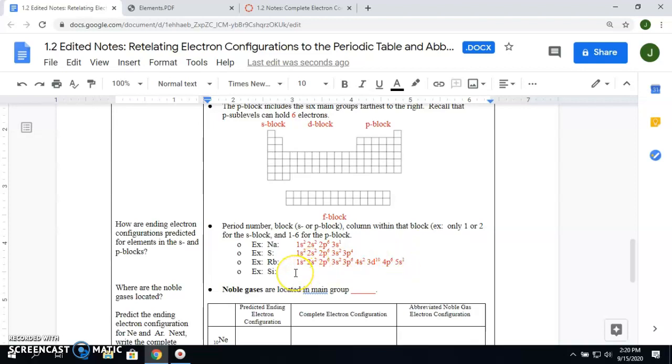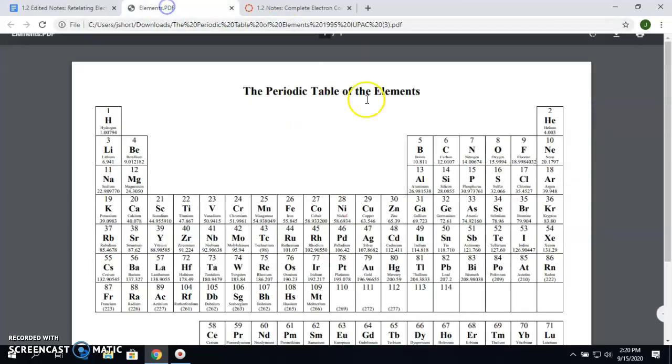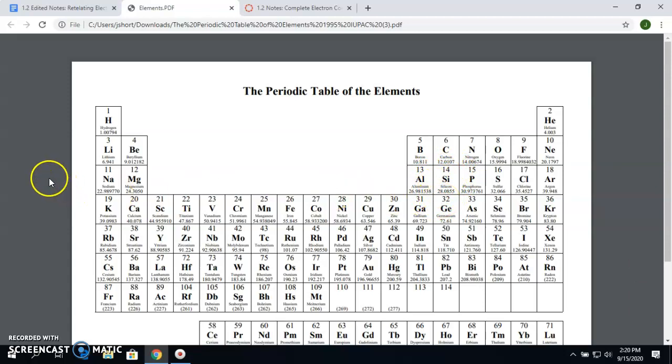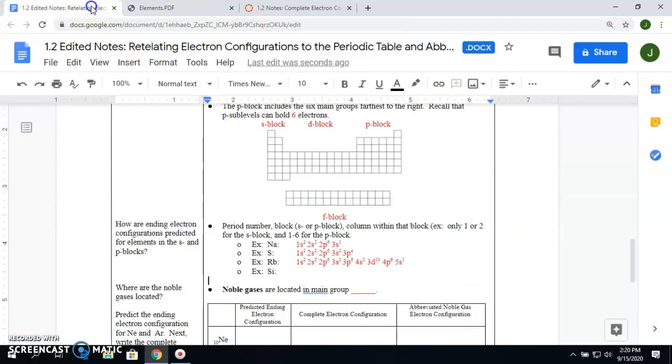All right, same thing with silicon, Si. Hit pause and make a prediction about its ending electron configuration. Okay, we would predict that it would end in 3 because it's in the third period, p because it's in the p block, and 2 because it's in the second vertical column within the p block. So 3p2, and we want the total exponents to add up to 14.